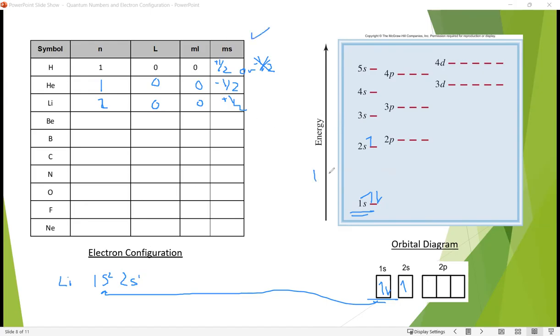We can show it with the orbital diagram, the full one or the compressed, or most of the time we use electron configuration. That's the connection between electron configuration and those quantum numbers. All right.